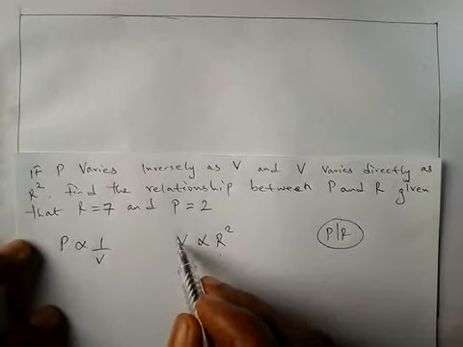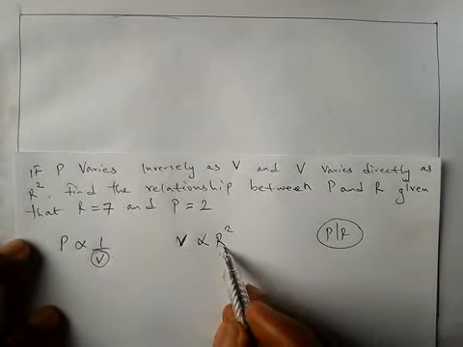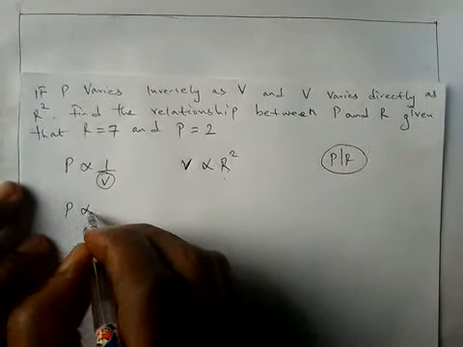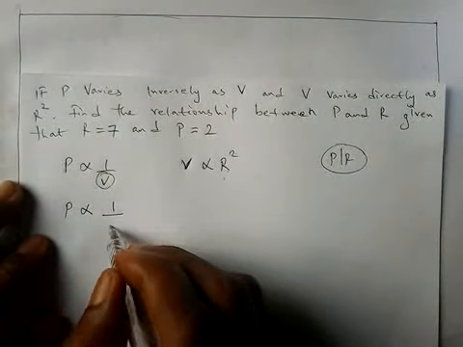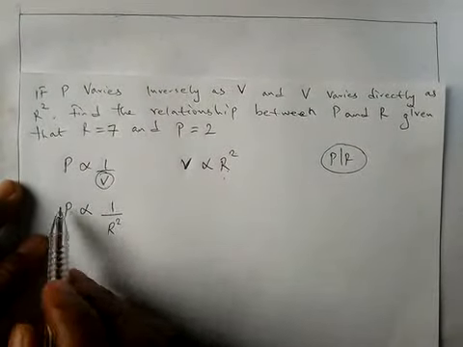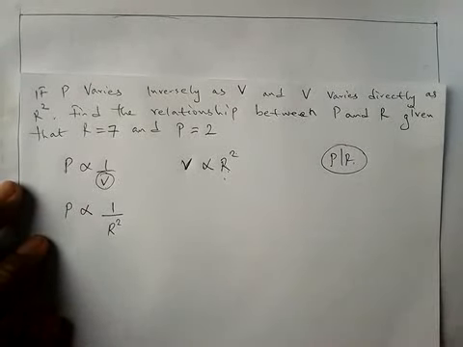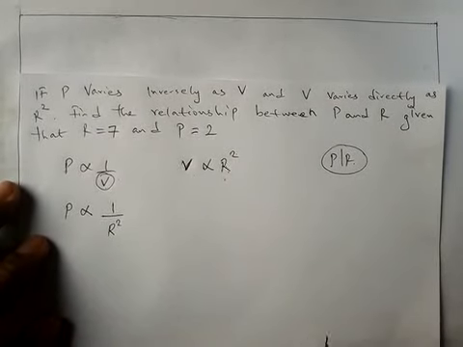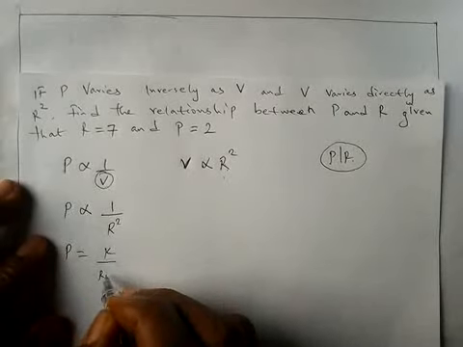Okay, now if you look here, V is equal to R squared. So in place of this V, I can put R squared. So P is proportional to 1 over, in place of V, R squared. Now this relationship is now having P and R together. So you have to look at the equation to substitute in, just to eliminate one of them. Okay, so it means P is equal to K over R squared.